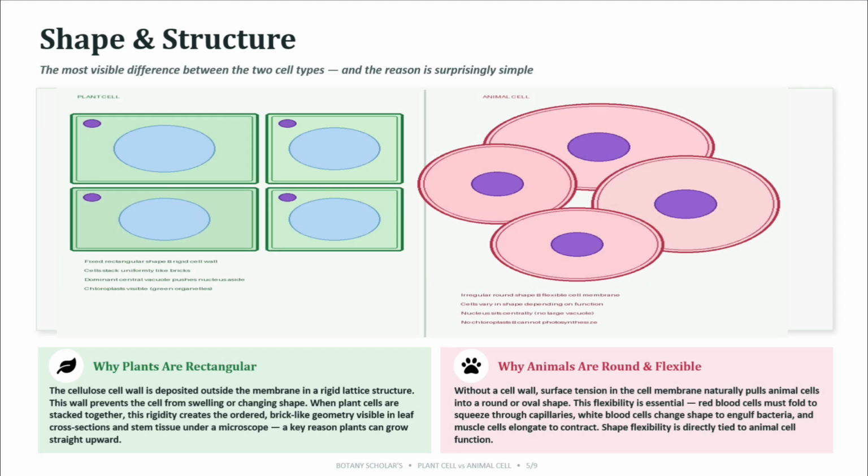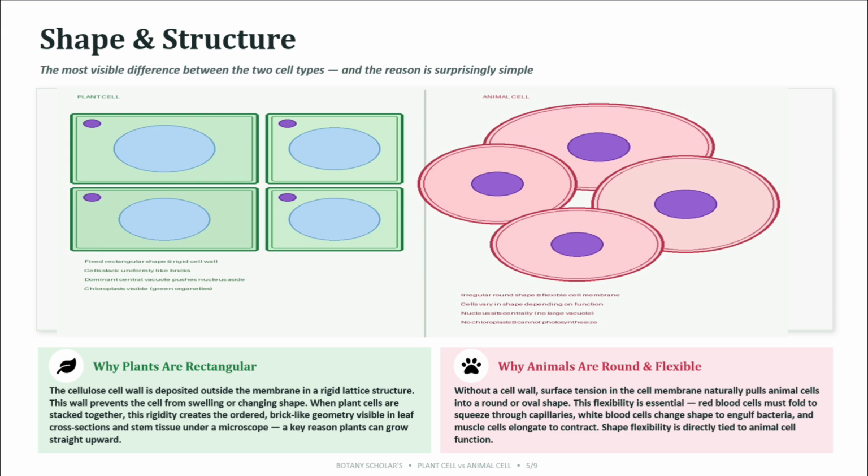So why is one rectangular and the other round? It all comes down to that cell wall. In plants, the rigid cellulose wall locks the shape in place. Stack a bunch of these cells together and you get that brick-like pattern you see in leaves and stems under a microscope. Animal cells have no wall, so surface tension naturally pulls the membrane into a round shape.